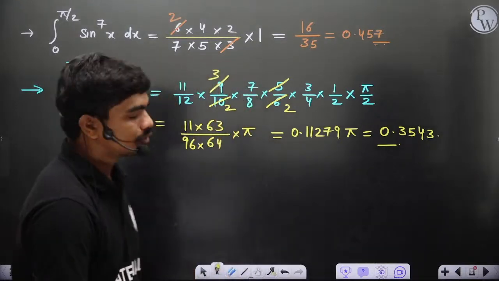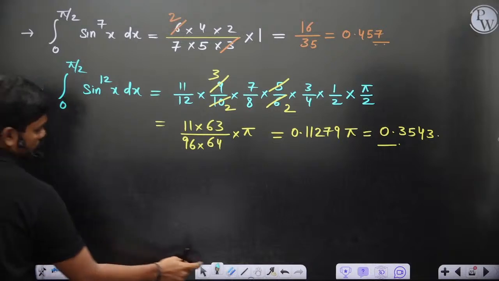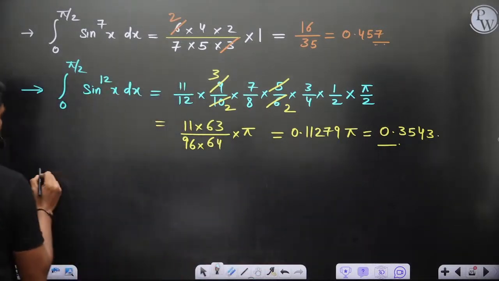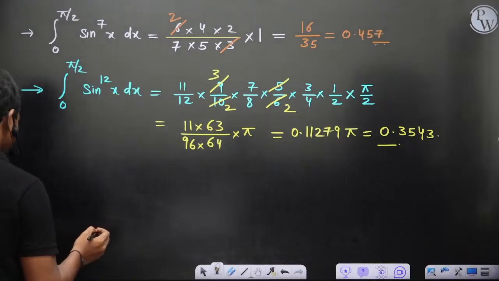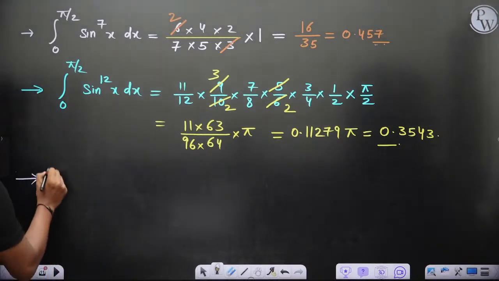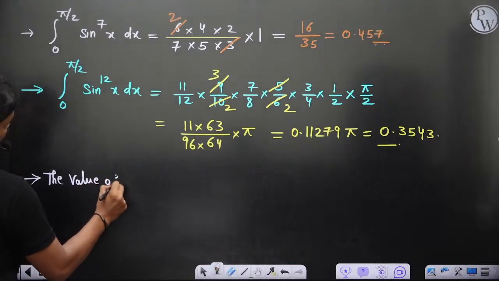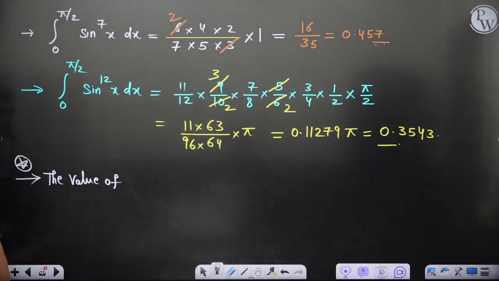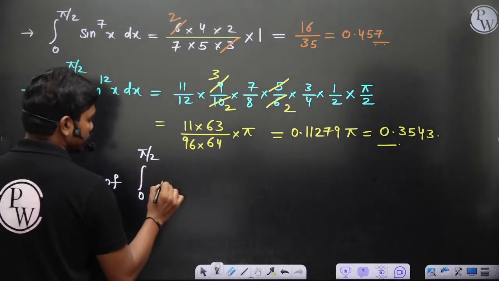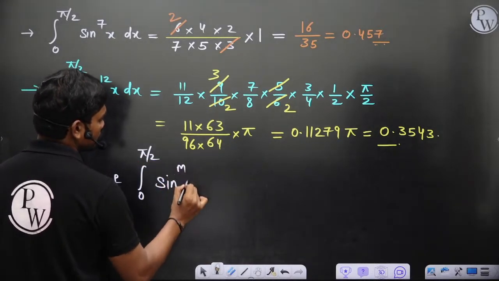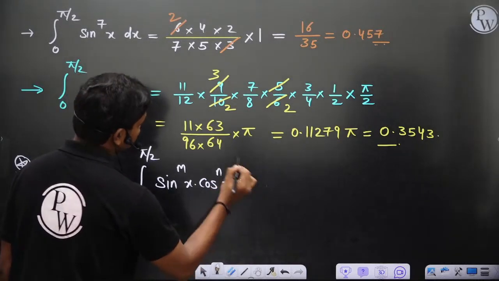Okay, so let's see one more reduction formula I want to give you. I can give the value of, this is also helpful many times. Okay, so the value of integral 0 to pi by 2, say sine power mx into cos power nx dx. Okay, so this is what we have in general.